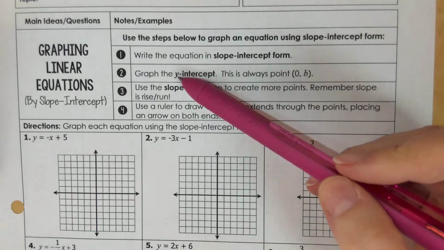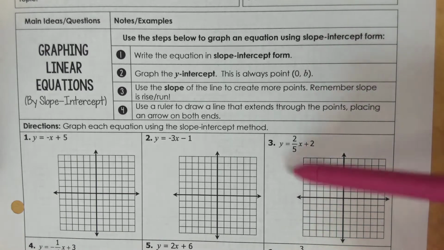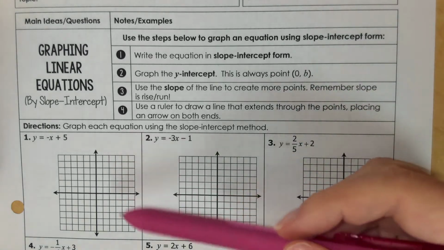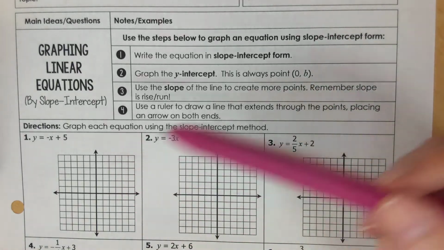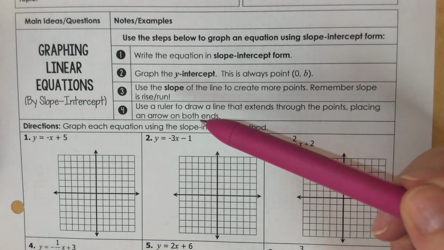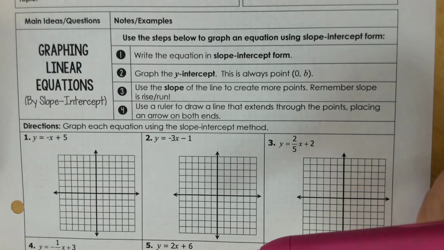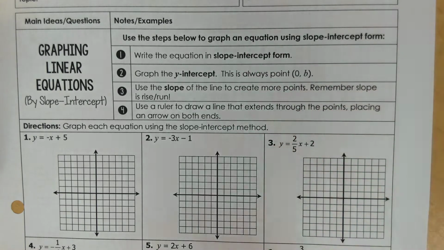Then we're going to graph the y-intercept. This is always at the point (0, b), so it's going to be on the y-axis. You're just going to count up or down whatever that b value is. Use the slope of the line to create more points. So slope is rise over run. And then you're going to use a ruler to draw a line that extends through the points and make sure you have an arrow at both ends. So that's important. Alright, so let's start with the first one.